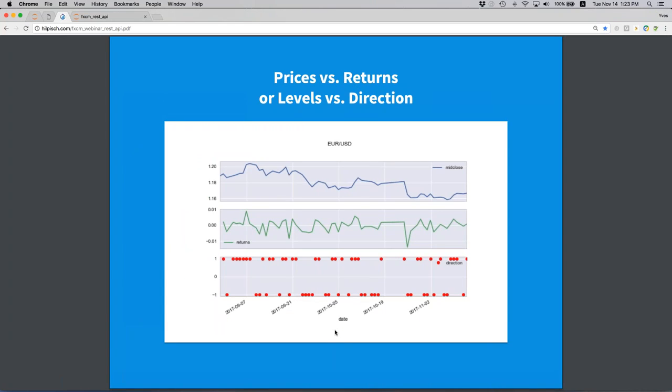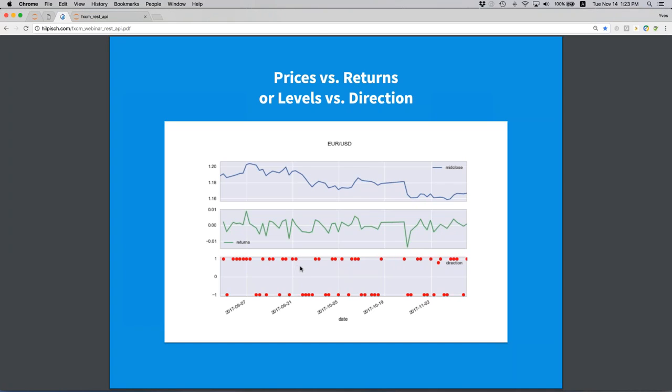Coming to a trading context. So here I have some previous data. This is end of day data for the Euro-US dollar exchange rate from the FXCM API. And you see above the exchange rate on a daily basis, and you see the returns in green. But what we are basically interested in when we trade in general is not really the absolute level here, nor the absolute value of the return. What we're interested in here is the third subplot, basically whether the market goes up or down.